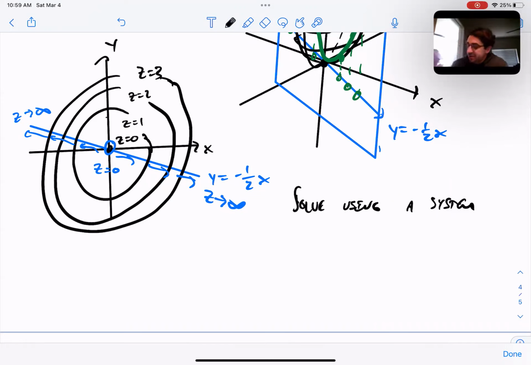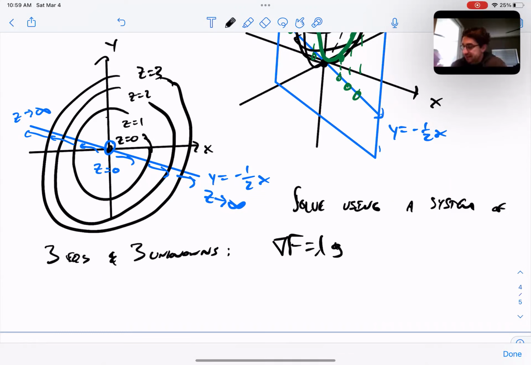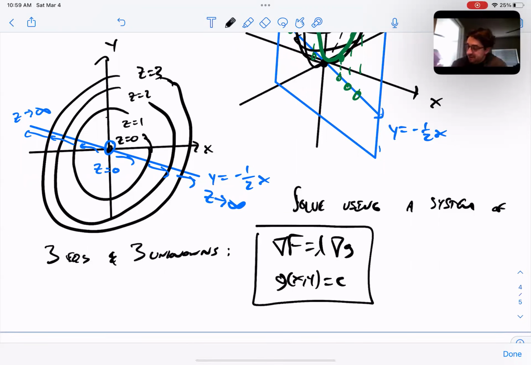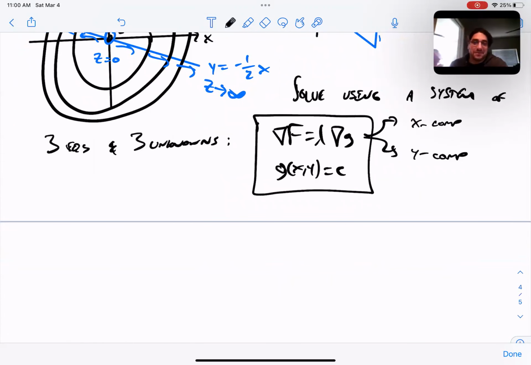So I'm going to solve using a system of three equations and three unknowns. And what are those three equations and three unknowns? Well, I'm going to have gradient f equals lambda gradient g. And I'm going to have the constraint itself, g of x, y equals c. And you might say, wait a minute, you said three equations, that's two equations. It is, I know, but this is a vector equation. So this is going to split into an x component and a y component, so it really is three equations. Because that first one was a vector.